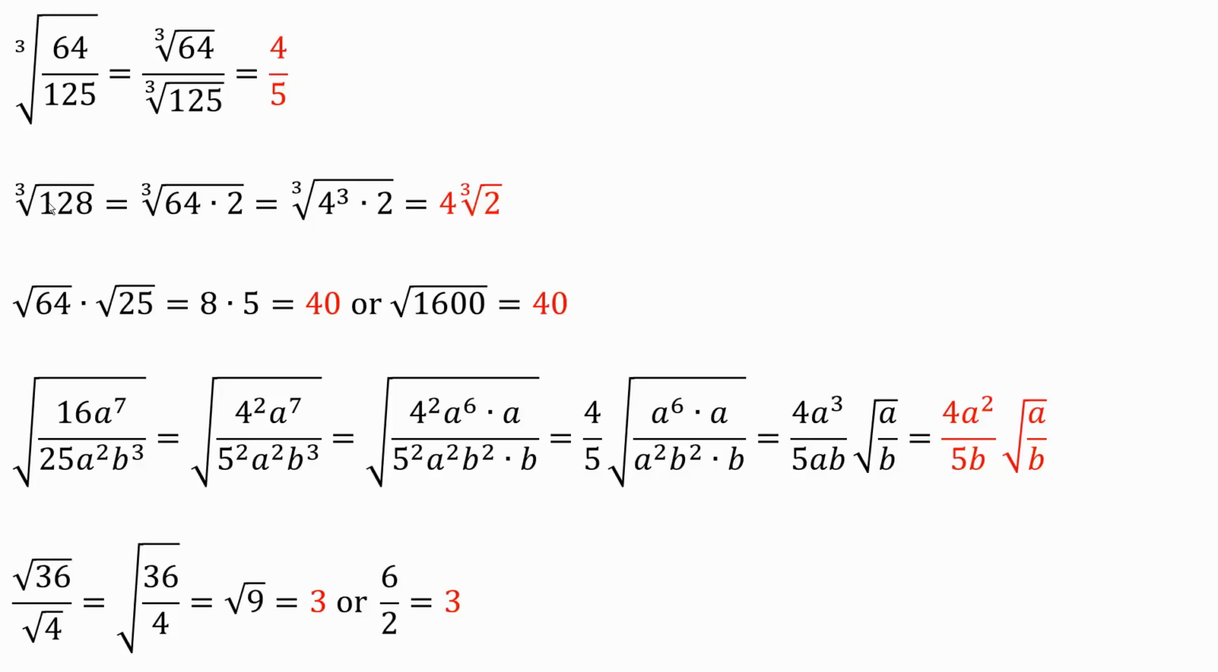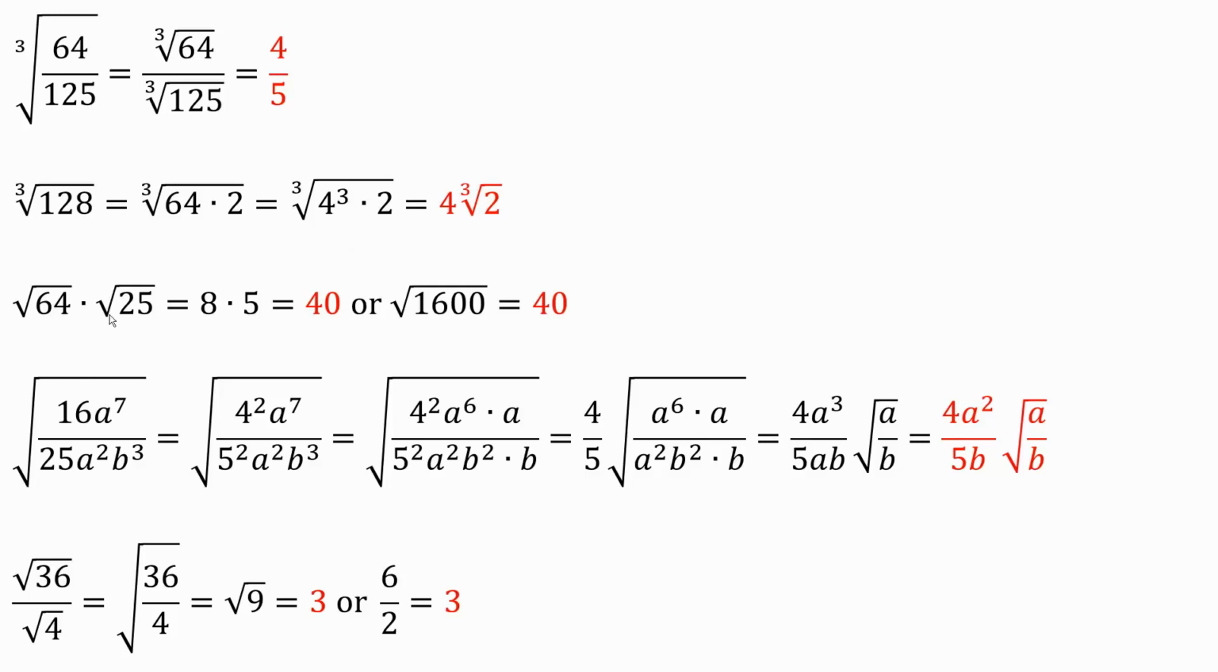And with this problem, I'm going to be using the product rule for radicals. Instead of saying the cube root of 128, I could say the cube root of 64 times 2. I know 64 could be 4 cubed, and by doing this, I have a 3 and a 3, and so I could put the 4 on the outside and say 4 cube root of 2.